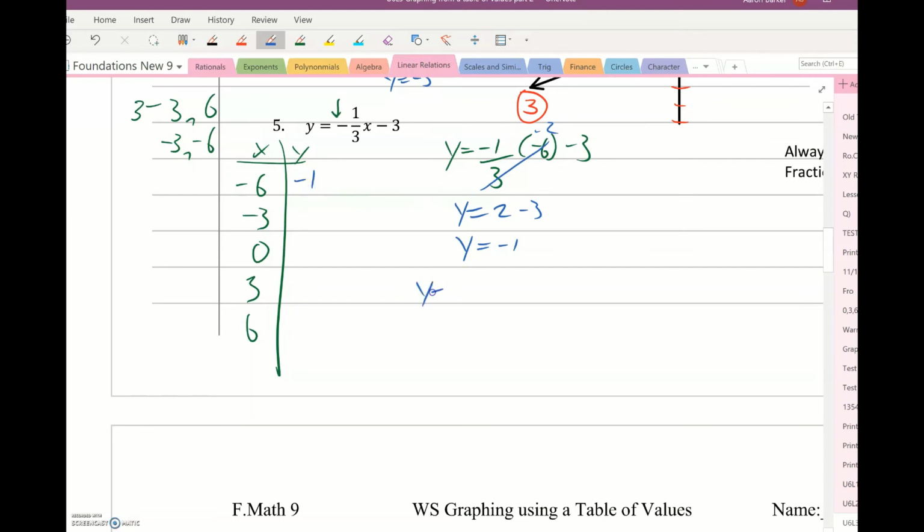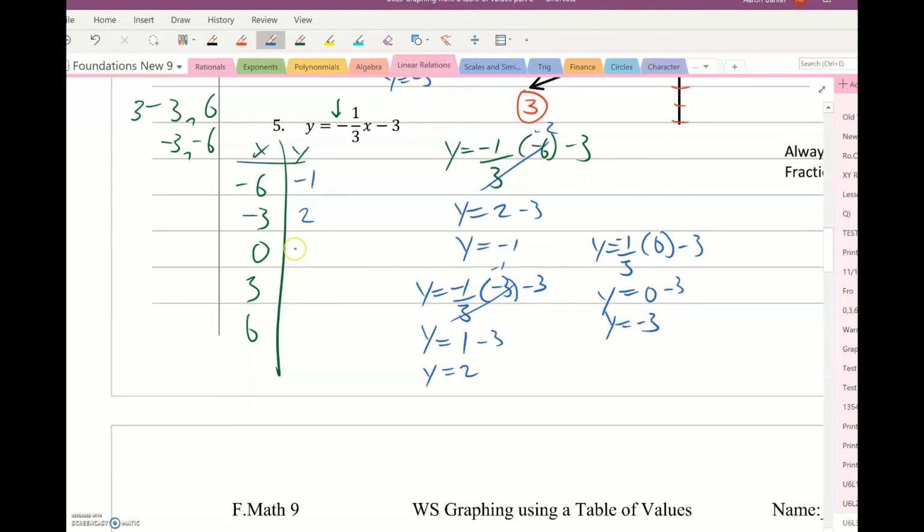Do the next one, y equals -1/3 times -3 minus 3. So y equals +1 minus 3, y equals -2. The next one, 0: y equals -1/3 times 0 minus 3. 0 minus 3, y equals -3.